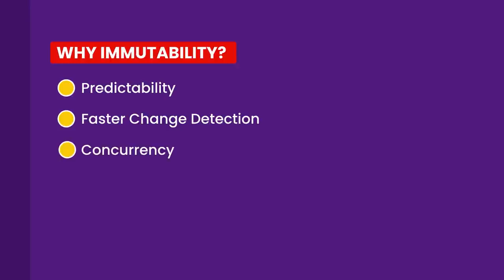And the third benefit of immutability is concurrency. If we know that a function does not mutate data, we know that we can safely run this function in parallel. It's not going to change something in memory that's going to mess up the state of the system as a whole.